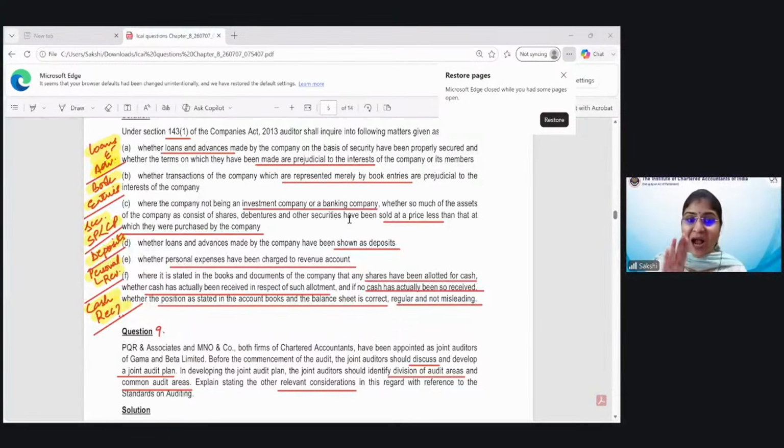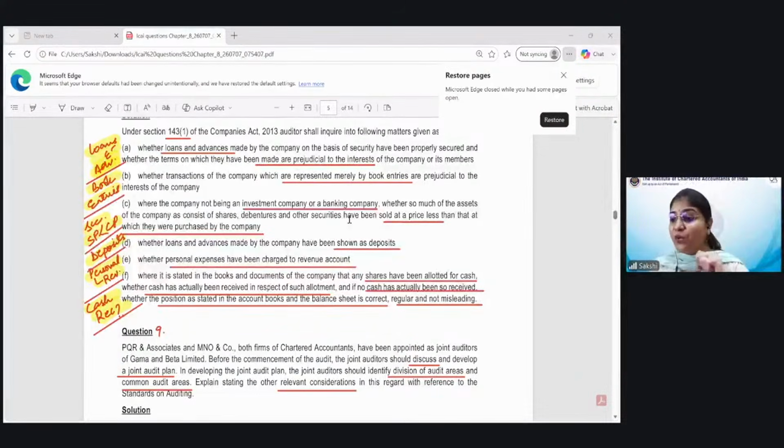These matters are to be reported only if you find any discrepancy. This is the real difference between section 143(1) and your CARO. In CARO, you have to report. CARO has a set format. You have to report whether or not. You will say, yes, physical inventory done; investment, loans and advances not made. But here you inquire. If these discrepancies are found, then only you report. Otherwise you do not report.